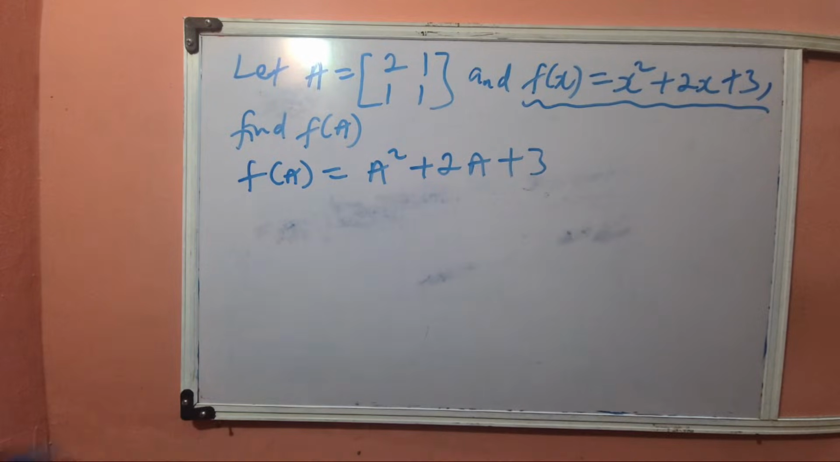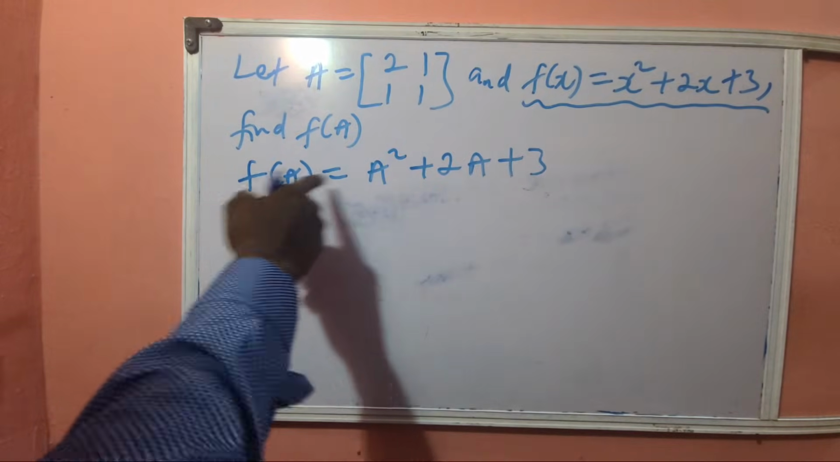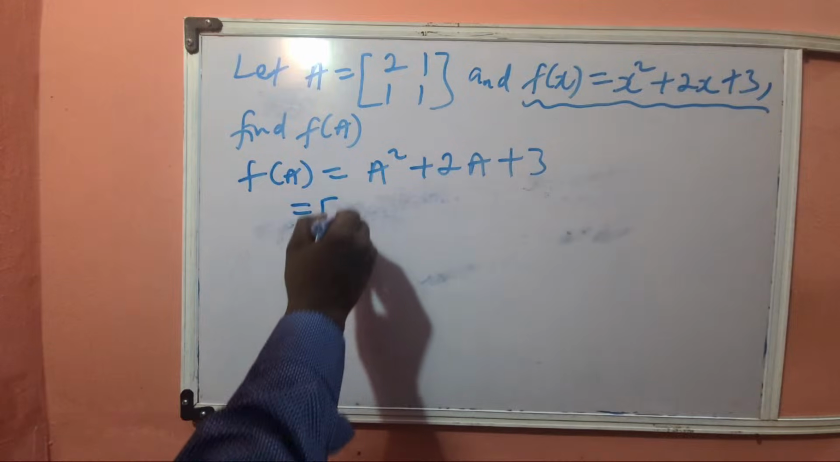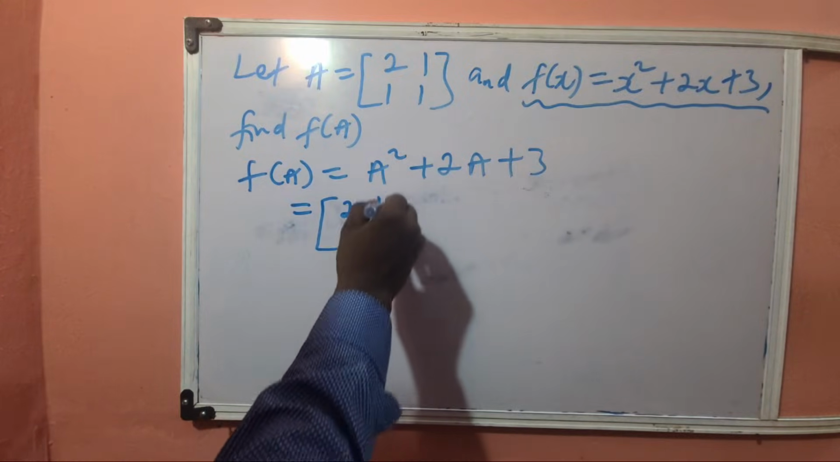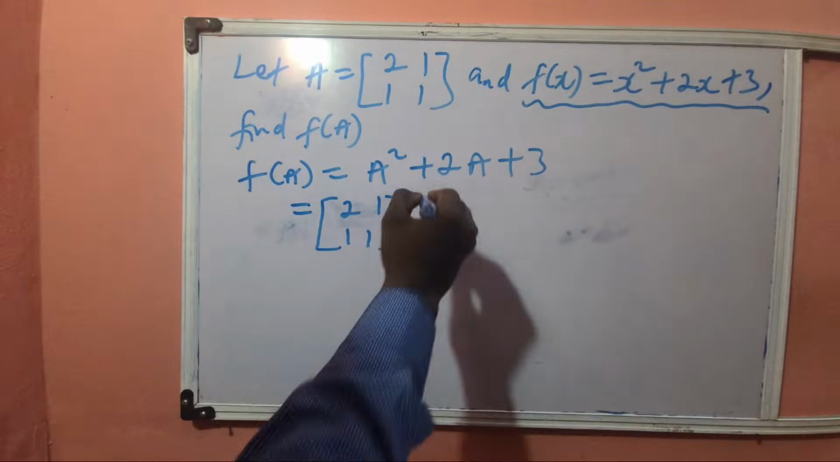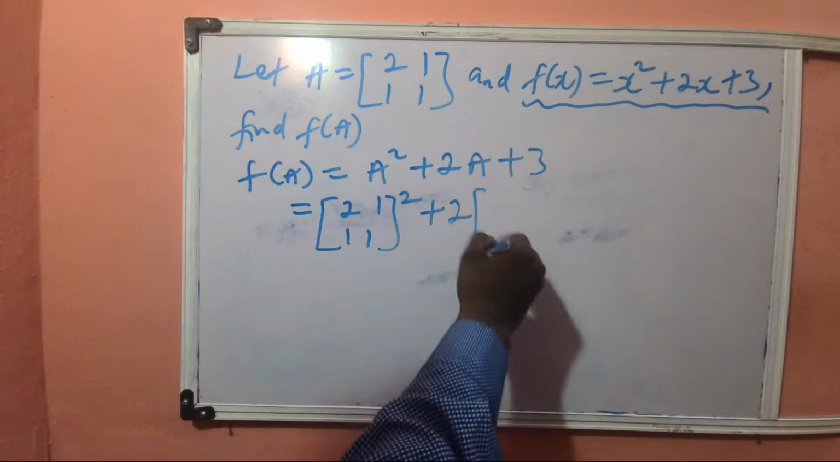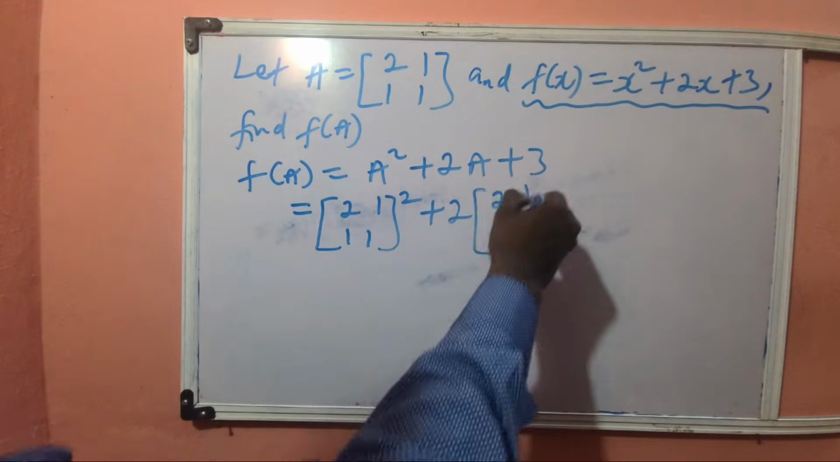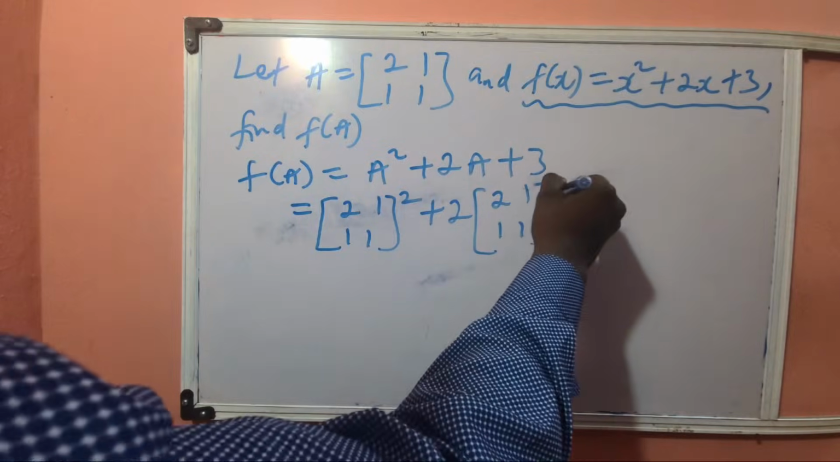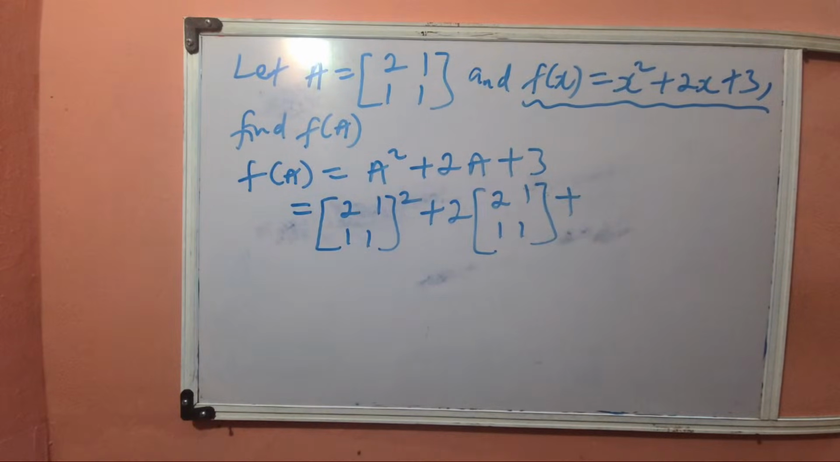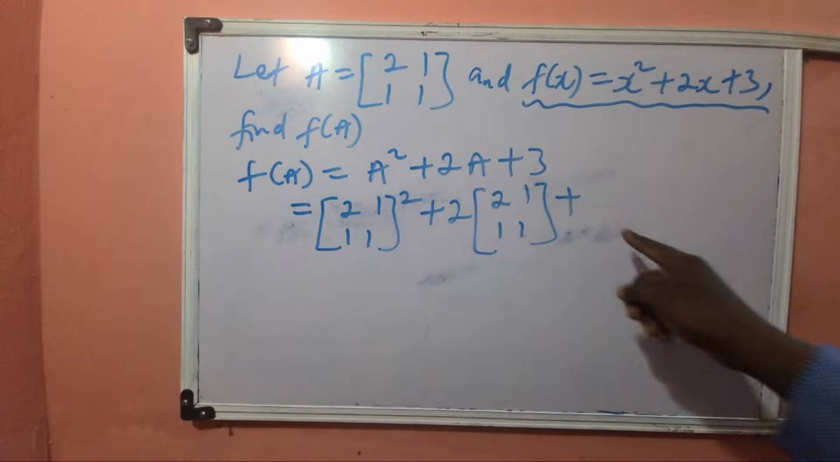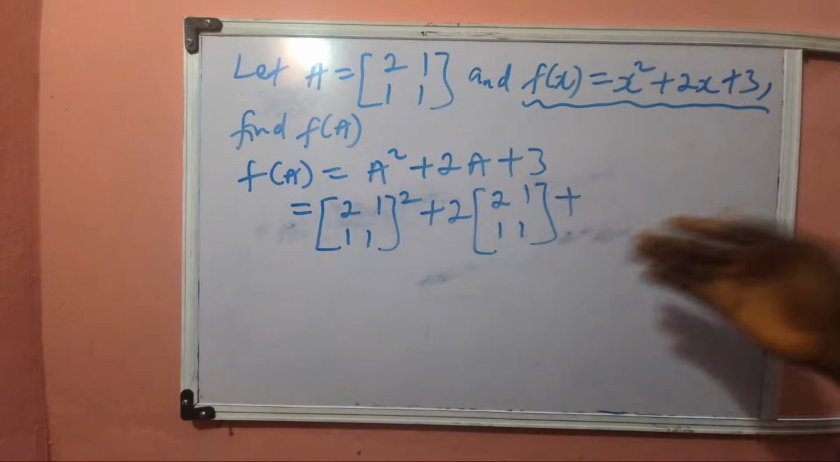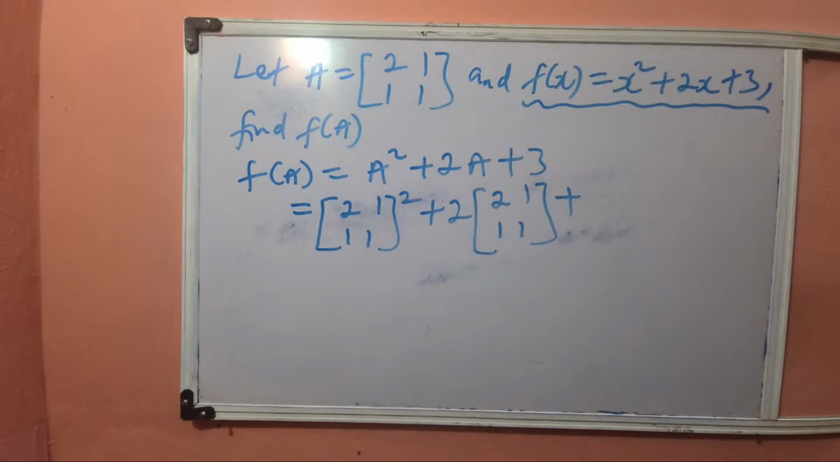So if I'm going to find this out, I'm going to have f of A now. My A will be a matrix. That'll be 2, 1, 1, 1 squared plus 2 times the matrix 2, 1, 1, 1. Now, this is where I explained something to you guys. When you have a situation like this, you cannot go on to write 3 here, because if you write 3 here, you will be negating the pattern that has been built.